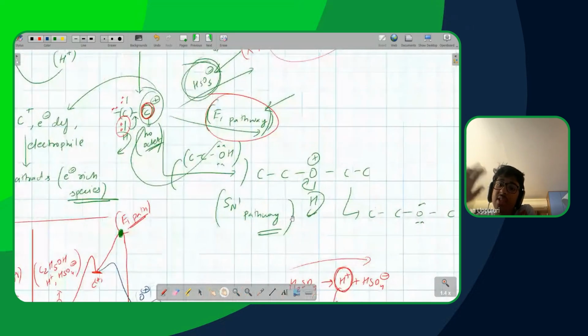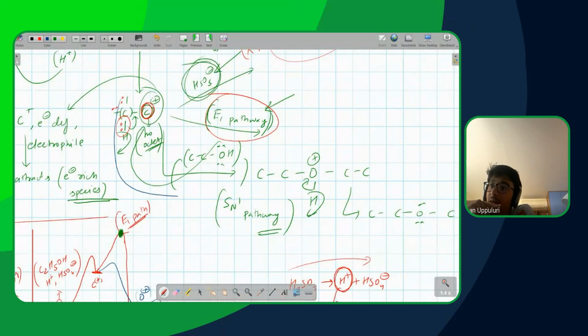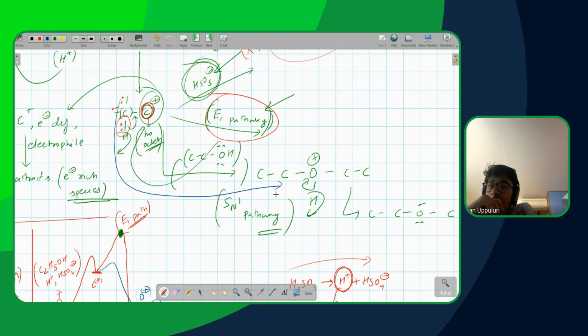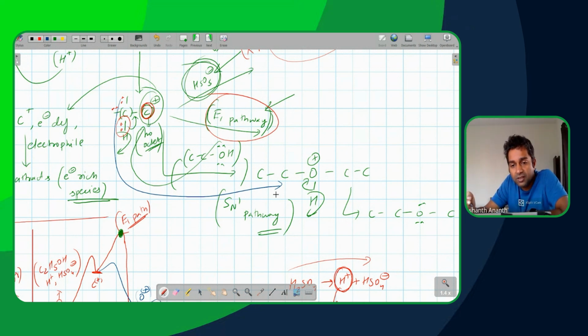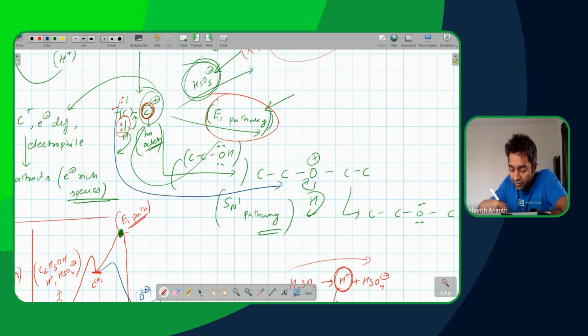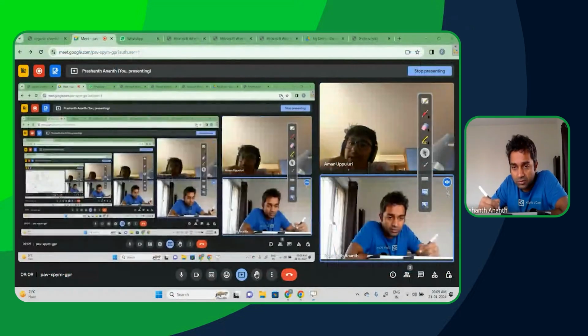So the HSO4 minus is still in the solution. No, wait, I'm talking about this step. Where is the HSO4 minus here? No, I'm talking about the first case, I'm saying that it is going to be there from the beginning, initially. So that's my doubt.